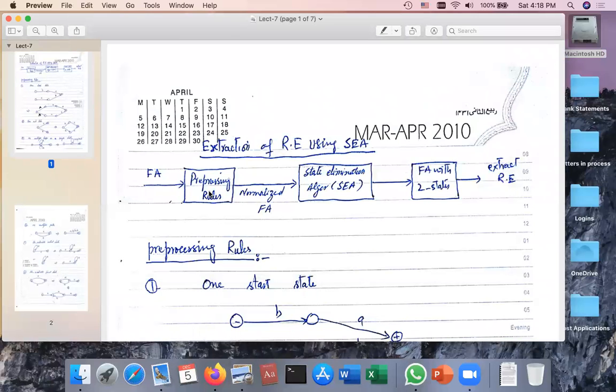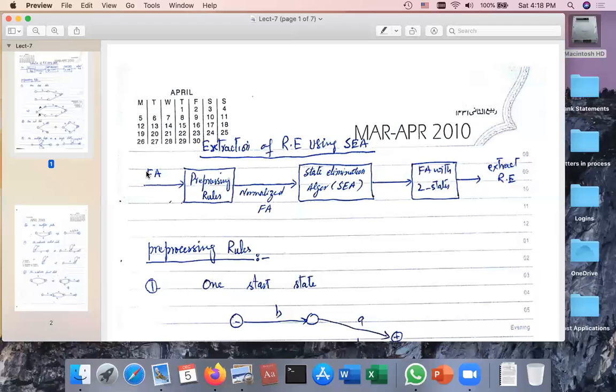Okay, Bismillahirrahmanirrahim. Let's start with this new topic about the extraction of regular expression using state elimination algorithm. And this is the pictorial view of the scheme that we have to follow for the extraction of regular expression through the use of state elimination algorithm.